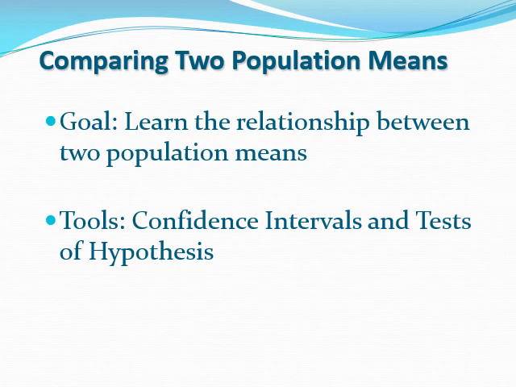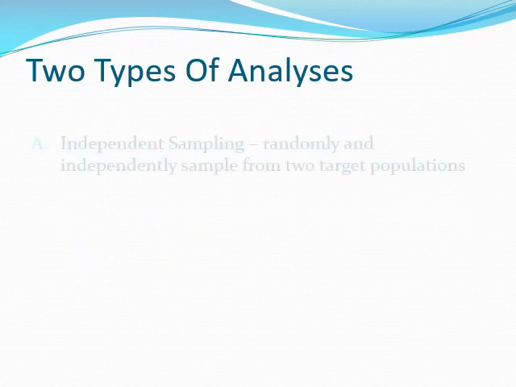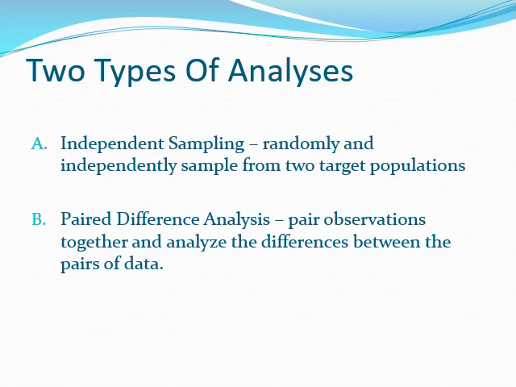We can do a test hypothesis. We've talked about how there are two different types of analyses. Again, in a prior lecture, I've talked about independent sampling, where we randomly and independently sample from two target populations. In this video, I want to talk about a paired difference analysis. There are some other names that we can use: a matched pairs design or a matched pairs analysis, or dependent samples.